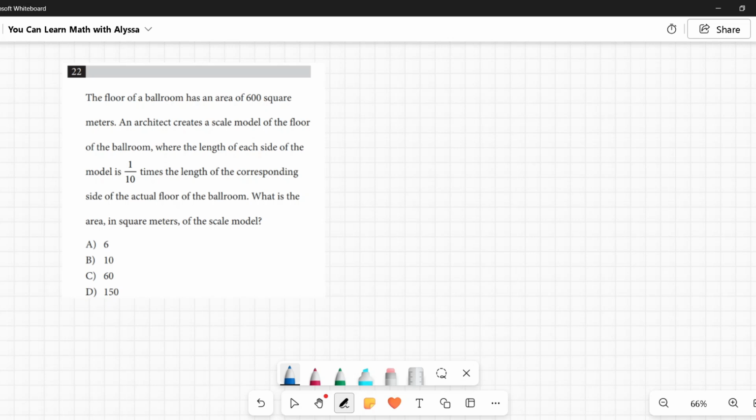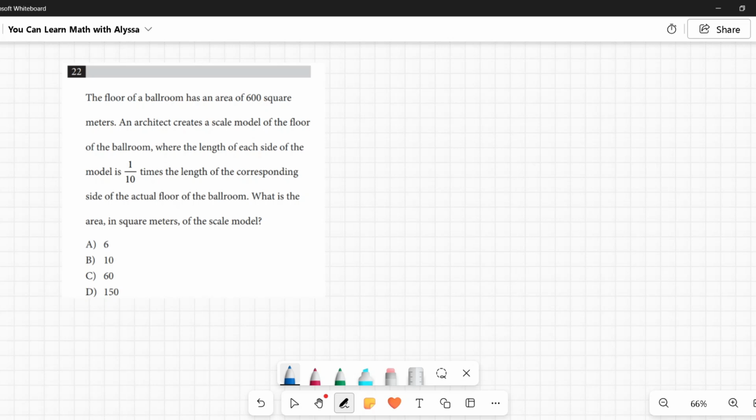Please don't make the very common mistake of going, if it's 1/10, I just divide 600 by 10 or multiply 600 by 1/10, same difference, and I get 60, and that's my answer, I move on. No, it is not your answer. Let's look at what's actually happening here so you can see what the correct answer is and why this is happening.